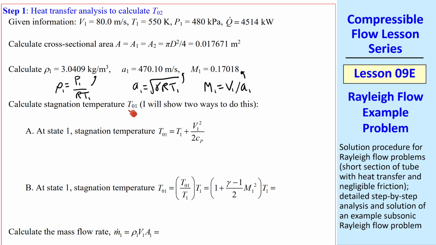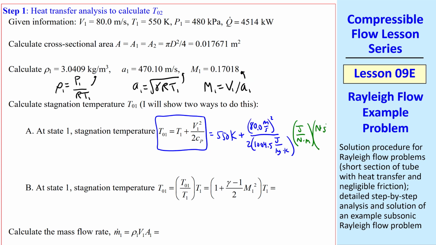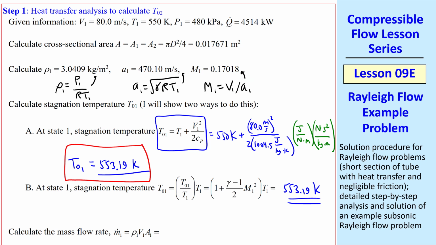I'll show two ways to get stagnation temperature T01. Since we know T1 and V1, we can use this equation, and we plug in the numbers with two unity conversion factors. This gives us 553.19 K. An alternate way to do this is to use ratios. T01 over T1 is given here, since these are state variables, so we could use this equation times T1, and without showing all my work, I get the same answer. So this is our result for T01.